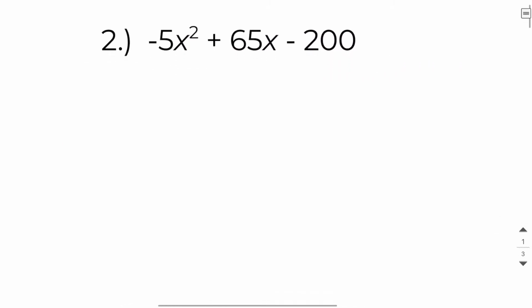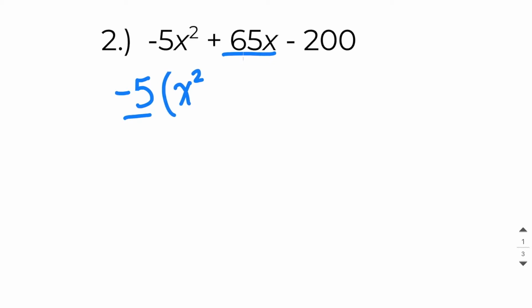Cool. So in number 2, first thing I'm going to ask myself is is there a GCF? And yes, there is a GCF. They're all divisible by 5. So when I factor out a 5 right here, I know I can divide all of these terms by 5. But just a reminder, if this is negative, I want to factor out a negative 5. So when I do that, negative 5x squared divided by negative 5 is positive x squared. Positive 65x divided by negative 5 is negative 13x, and then negative 200 divided by negative 5 is going to give me a positive 40.